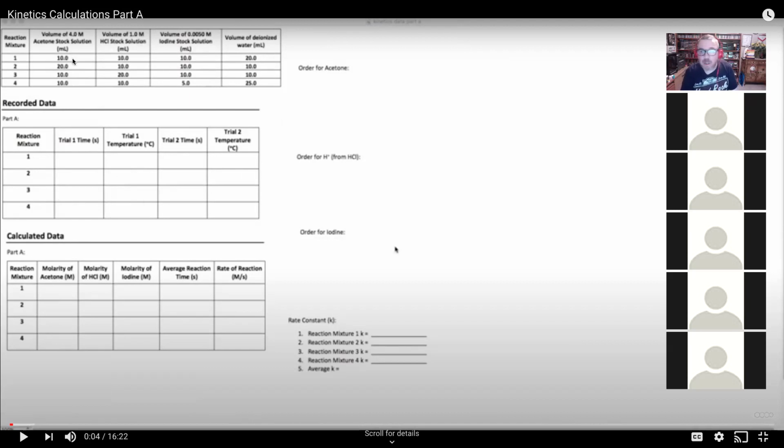I've got this here because we're going to be using this to figure out a lot of the data that goes in here. So, you see here for reaction mixture 1, molarity of acetone, molarity of HCl, molarity of iodine. And it's easy to think, well, we've got the molarities up here. They're 4.0, 1.0, 0.0050. No, those are the initial stock solutions. As you can see there, stock solutions. That's before they end up getting diluted, because we have that reaction that contains all of these different things with a total volume that matches the sum of all of these. So that's what I go into here with the calculation of the molarity.